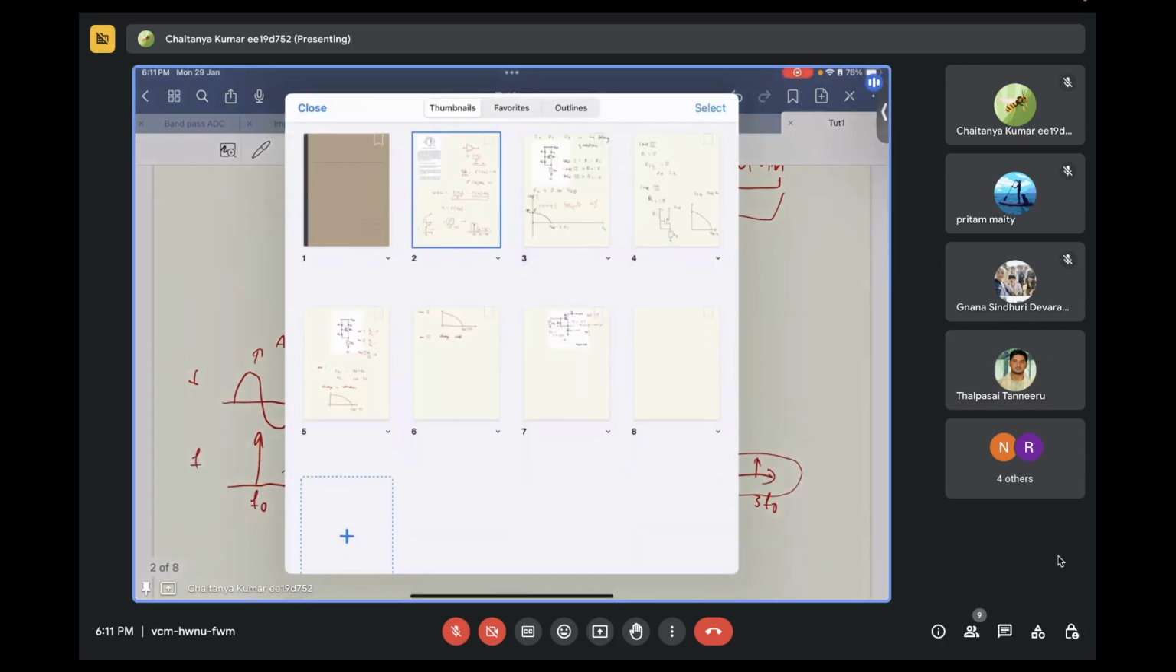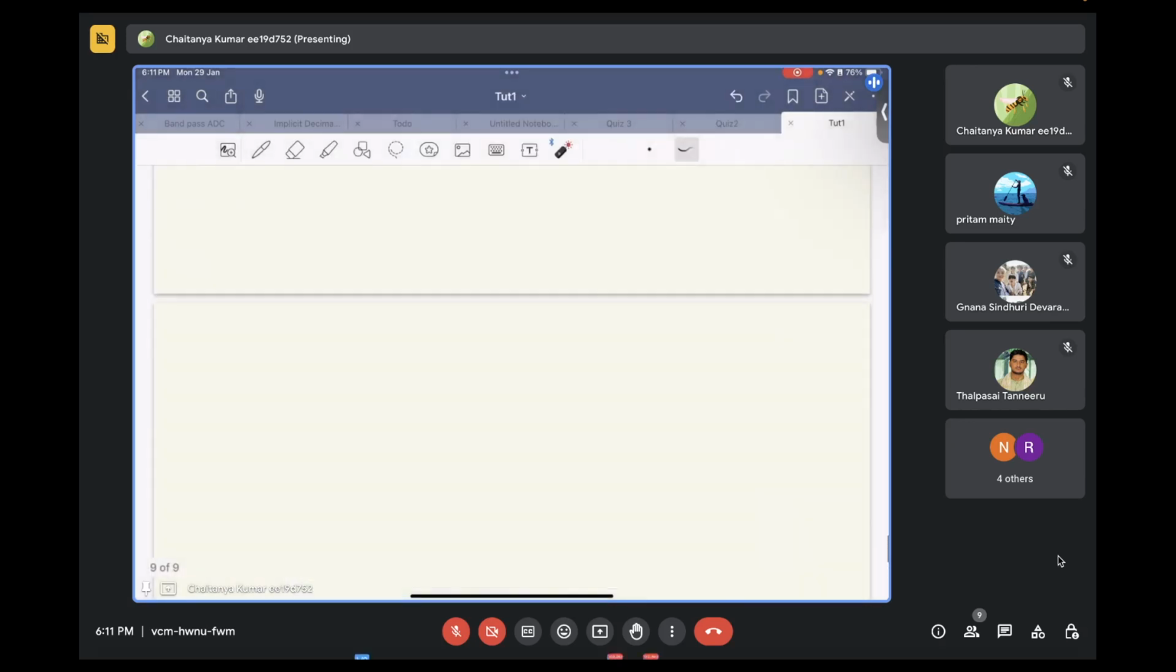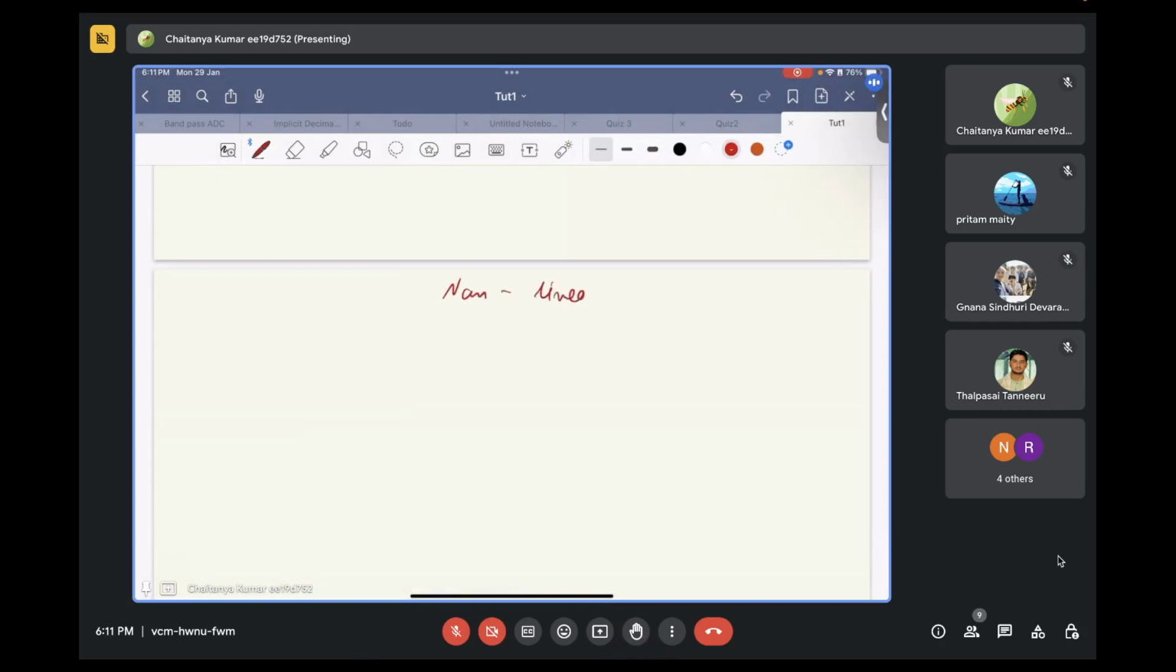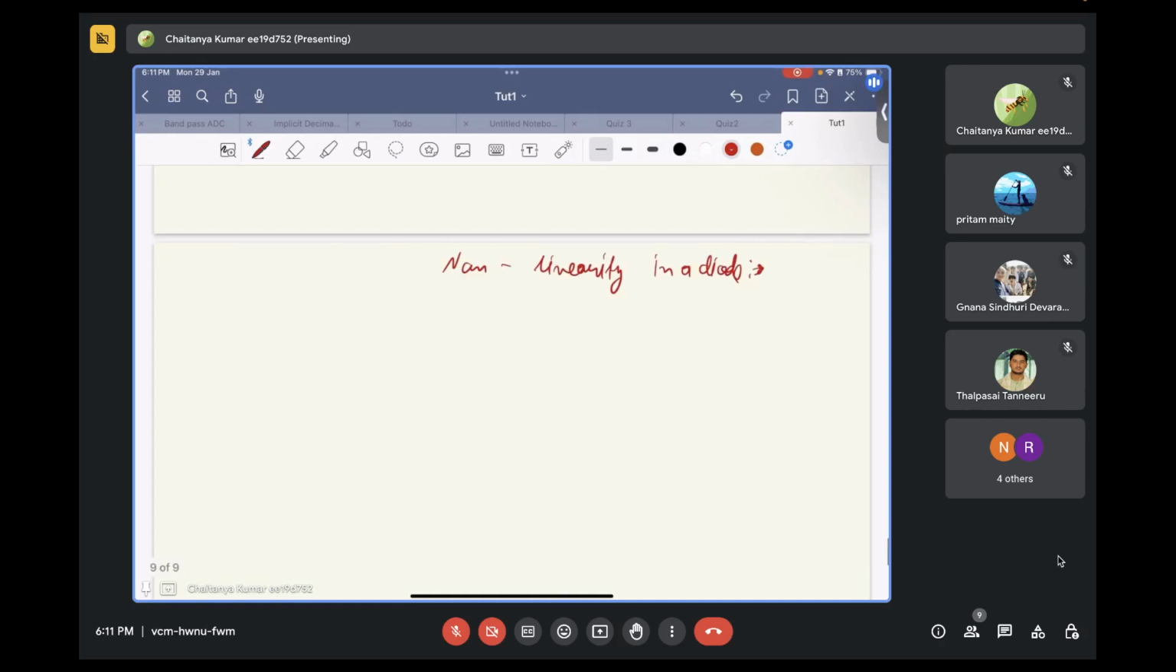So, for example, you can see it this way. I will just put one thing: non-linearity in a diode. Okay. So, what is the transfer function, the function that relates the diode's current and voltage? Can anyone of you tell? I equals Is times exponential of V by eta VT minus 1.